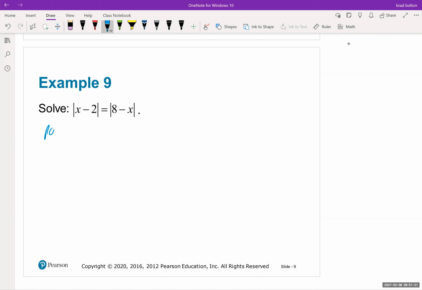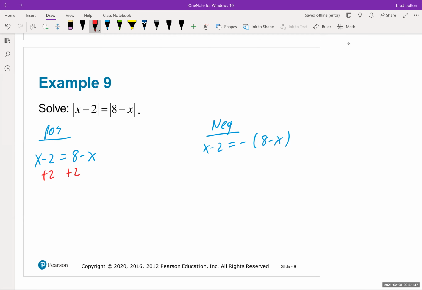Okay, so hopefully you do your positive version here. Remember the positive version, nothing changes. And then let's do our negative version here. And remember the right side changes to 8 minus x. Okay, so let's add 2, add 2. Plus x, plus x. So this is going to become 0. This is going to become 0. Have to move the x's to one side. So this becomes 2x equals 10. So we end up with x equals 5.